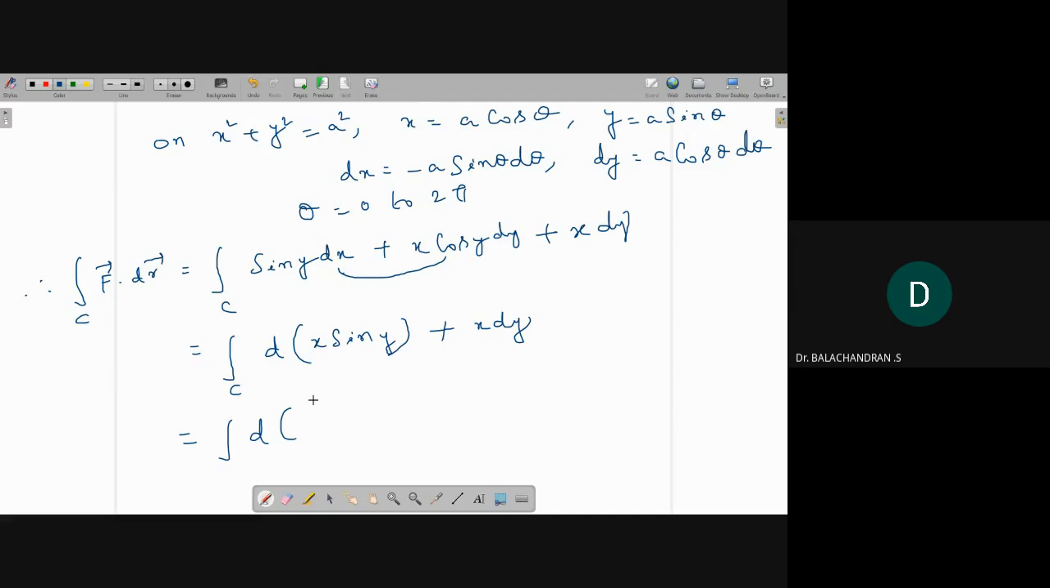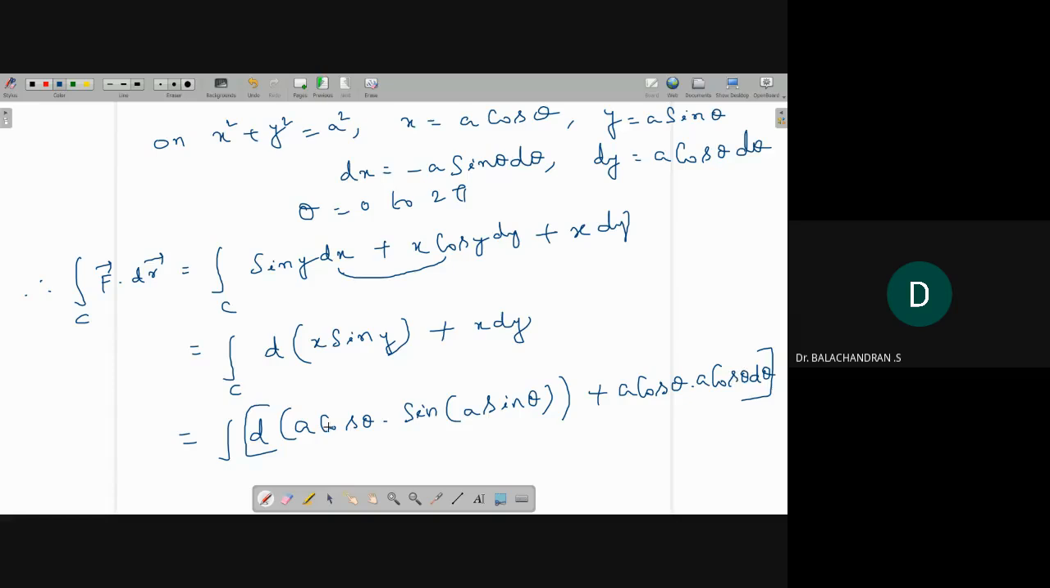X is equal to a cos theta, and sine of a cos theta into sine y. Y is a sine theta. And then I will close the bracket. Plus x, what is x? A cos theta into dy. Dy is a cos theta d theta. So a cos theta into a cos theta d theta.